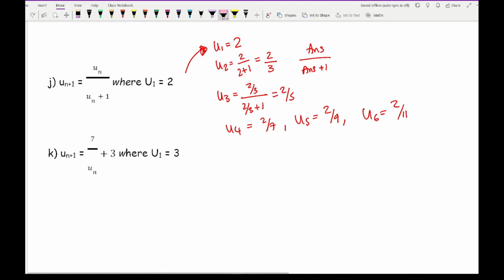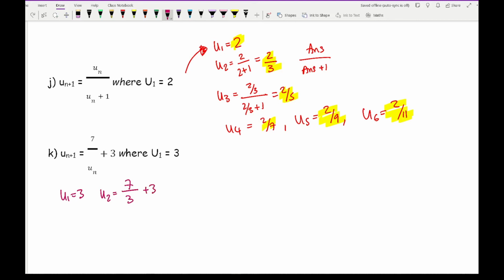And then it's just worth highlighting where your answers are, just so that it's easy for me to mark. And obviously, in terms of writing this in an exam, I certainly would write it in a horizontal line. Then moving on to K. So again, our first term, u1 equals 3. So u2 is going to be 7 over 3 plus 3.